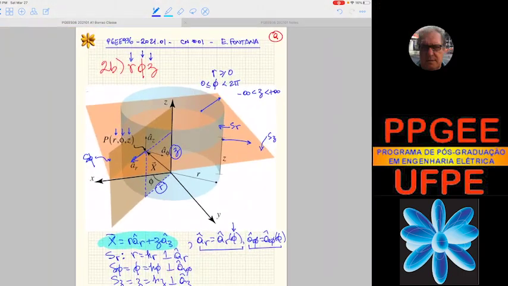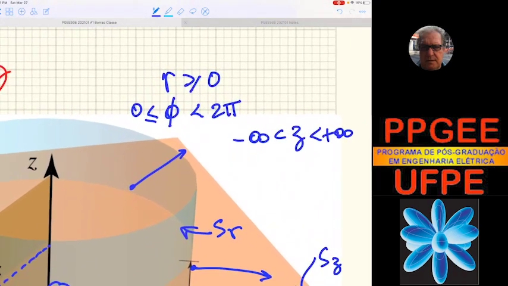That's the second system that we wanted to talk about. I think we don't have anything else to say. It's important to see the domain, right? r is a distance. What is a distance? Relative to the z axis, in the xy plane.